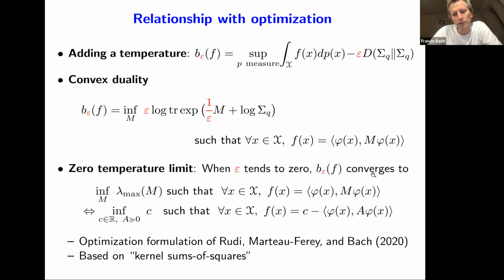So when epsilon goes to 0, you converge to the infimum of the largest eigenvalue, such that this is true. And now you can play some tricks because you're going to assume phi of x has unit norm. By playing around with the lambda max, you end up exactly with the formulation of optimization that we had worked on, which is finding a constant c so that f of x is c minus something non-negative. So it's the classical relaxation of using sum of squares for optimization, which we use with infinite dimensional kernels.